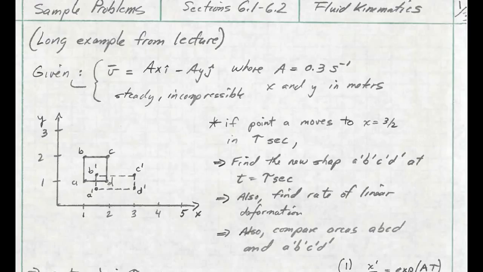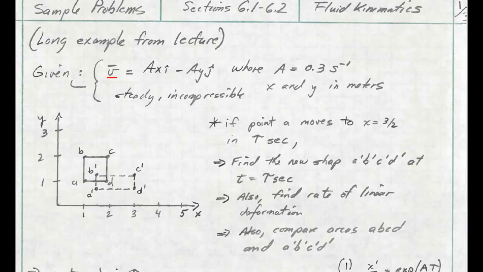Let's look at the example from class where we're looking at basic kinematics just to get a feel for how these translations and deformations take place. So we've got this situation where we have a velocity field given. Here's the velocity field, ax in the i direction minus ay in the j direction, where a is a constant rate, 0.3 reciprocal seconds, and x and y are in meters. We have steady, incompressible flow.